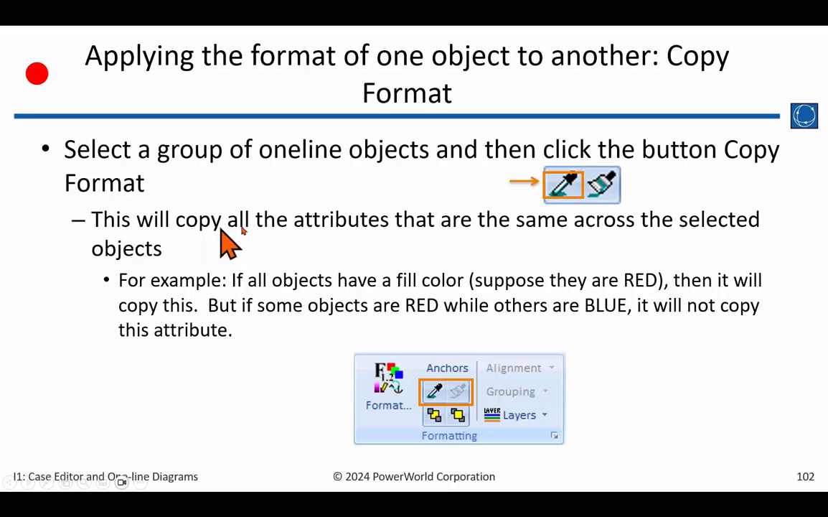And just a note about that is if you've got a multiple object selection that you're using for the source, and some of the attributes are different in different objects in that selection, then it won't copy those attributes. But it often works best if the source is just a single object.